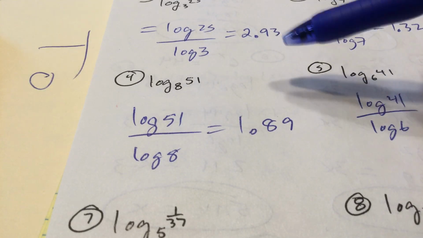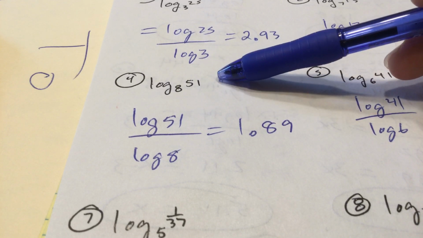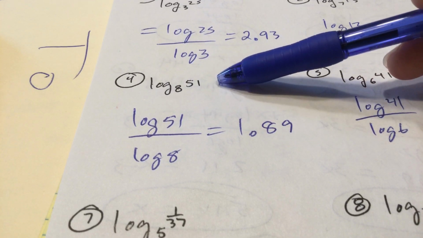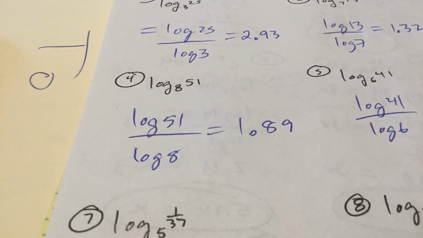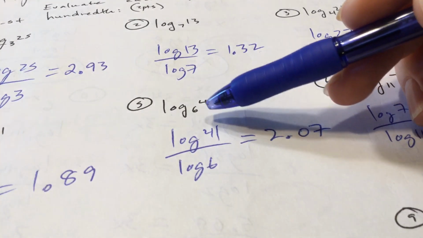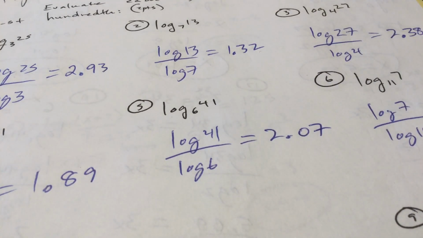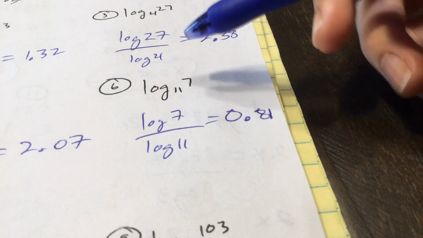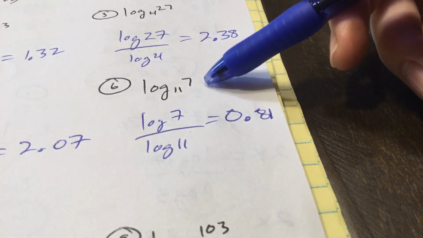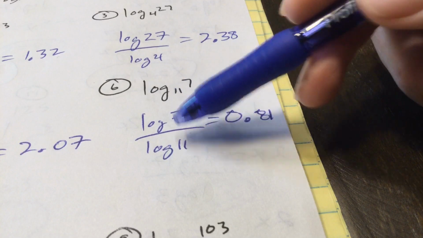Again, you can guess. I know that it has to be 1 point something because 8 squared is 64, 8 to the first is 8, and 51 is between them. On this next one, I know it has to be 2 point something because 6 squared is 36, so it's got to be a little bit over 2, which it is. This one is less than 1 because 11 to the first is 11, and that number is less than 11. Log 7 over log 11.